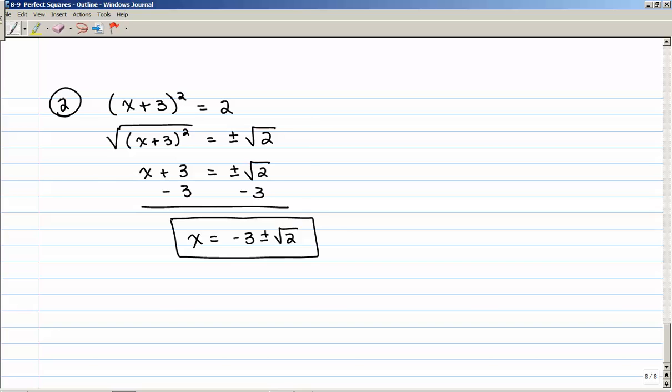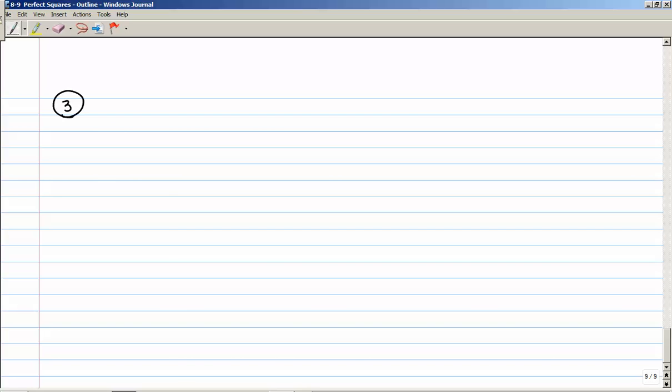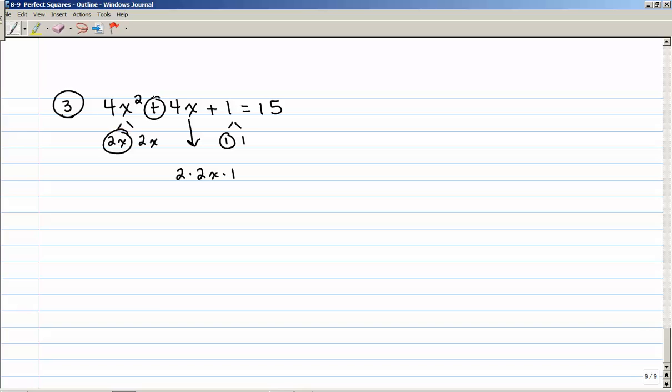Actually, I want to do one more example that I didn't have written down. Here we have 4x squared plus 4x plus 1 equals 15. The difference with this, compared to the previous two examples, is I don't have anything in parentheses squared. But this is a perfect square trinomial. 4x squared is 2x and 2x, 1 is 1 and 1, and my middle term is indeed 2 times the 2x times the 1, with a plus in front. So I can rewrite this as the quantity 2x plus 1 squared, which equals 15.